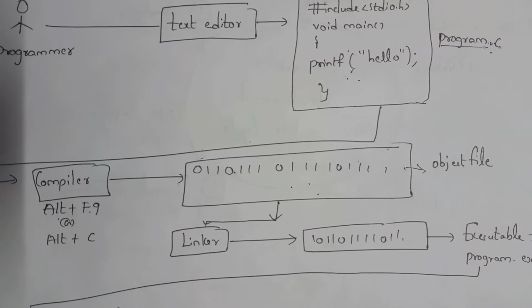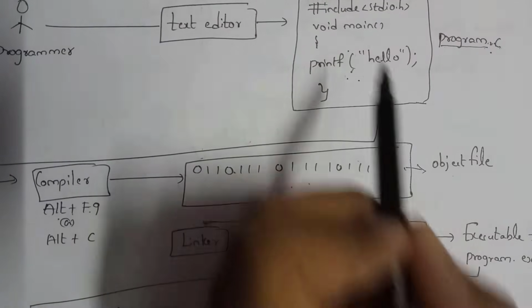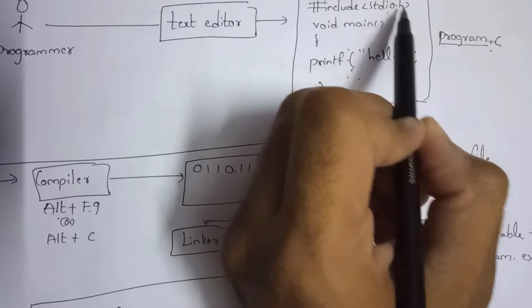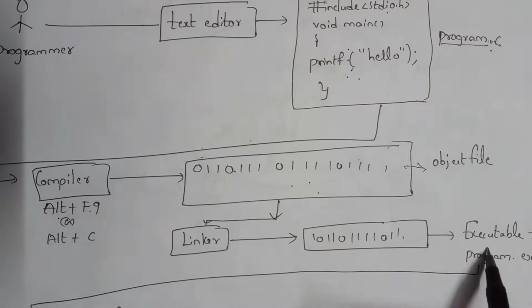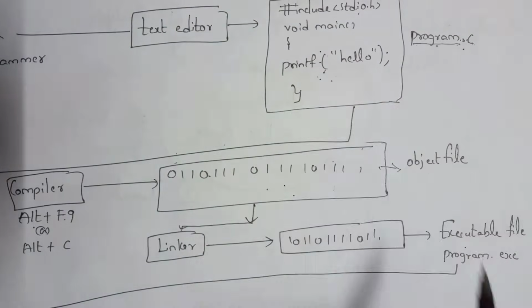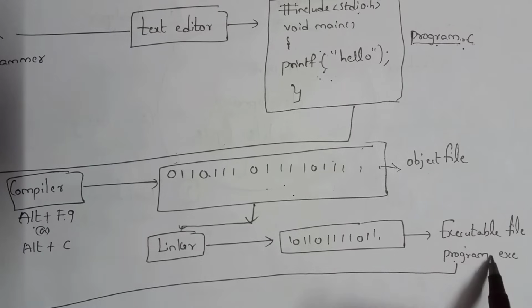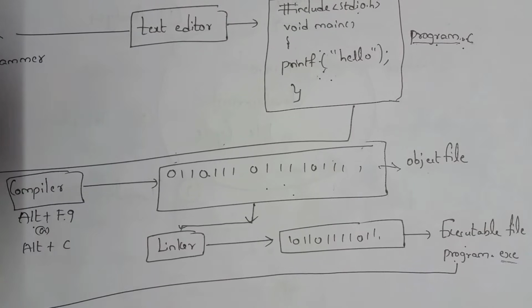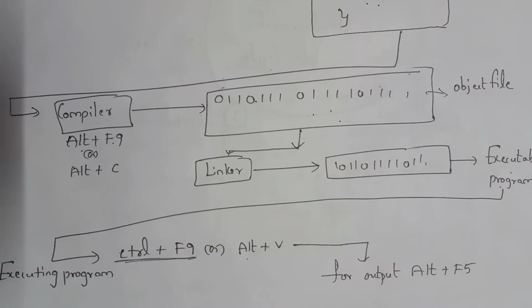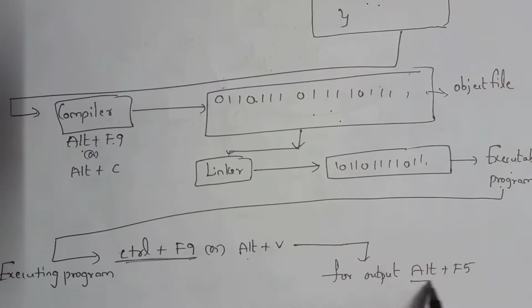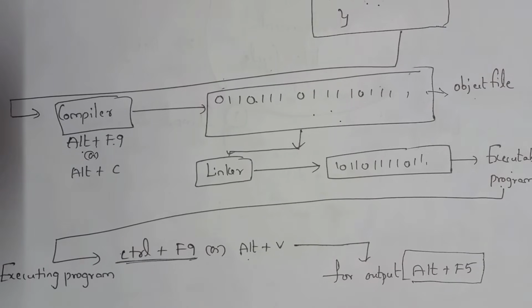After compiling the program, the next step is linking the program. Now your program is linked to the header file stdio.h. This process is known as linking. After linking your program with header files, an executable file will be created. Now your program.c file is converted into an executable file, that is program.exe, where exe stands for executable file. Whenever you press Alt F9, both compiling and linking will be done. Once the executable file is created, if you press Control F9, then you can execute your program. After executing your program, in order to display output, you need to press Alt F5. Whenever you press Alt F5, you will get your output. This is how we create, compile and execute a program.